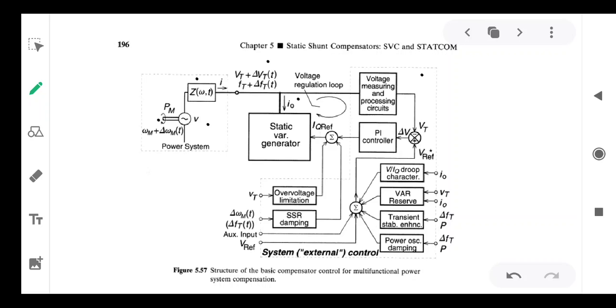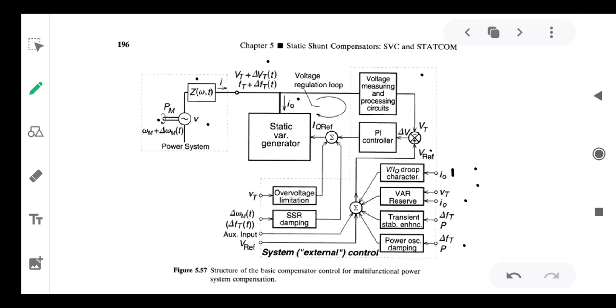Here, signals are obtained for delta F, Vt and I0. So the regulation slope is obtained by taking the signal I0, only I0. If you want to have the VAR reserve control, you will take Vt and I0.